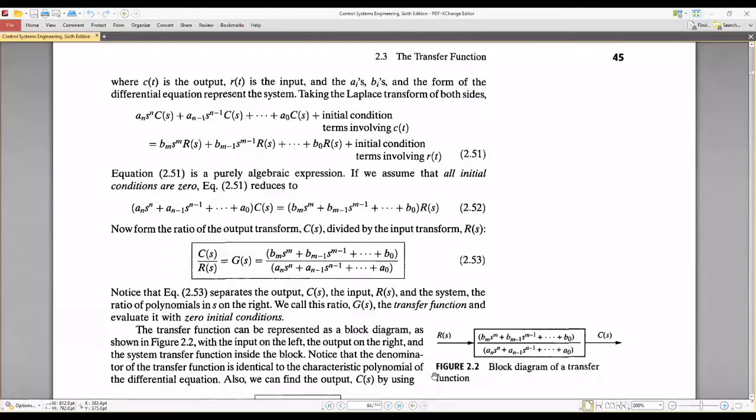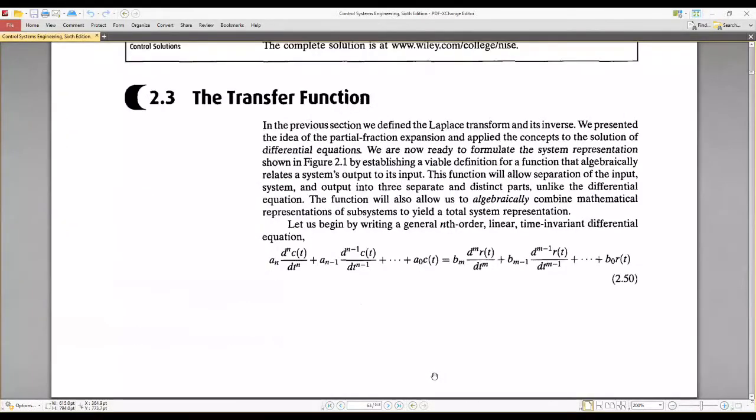Now our important parameter is the transfer function. What is the transfer function? We need to know the definition of transfer function.